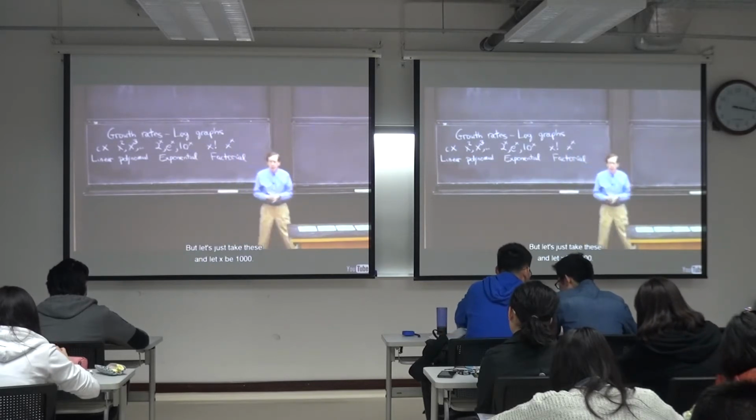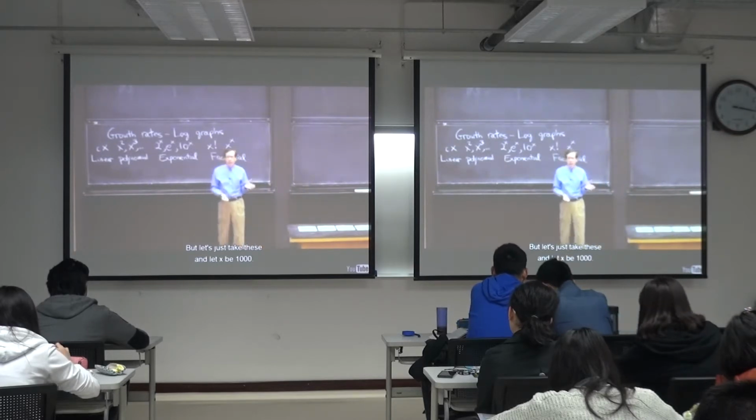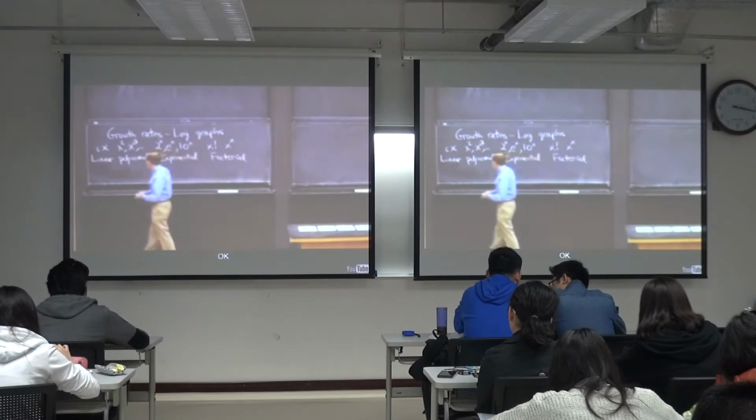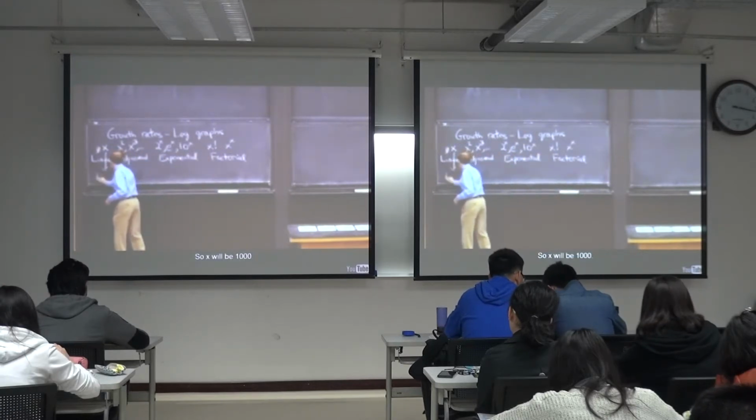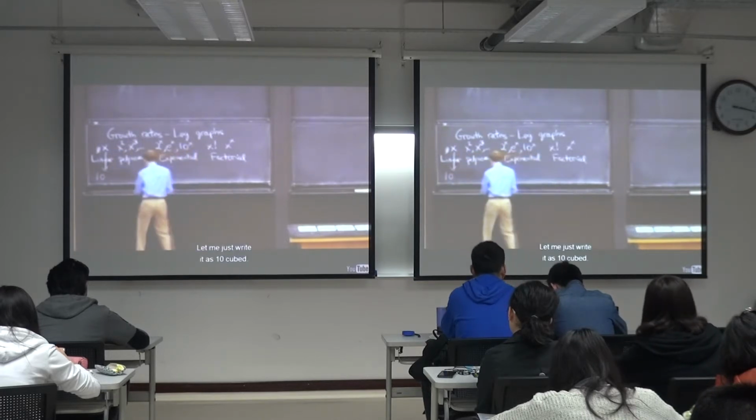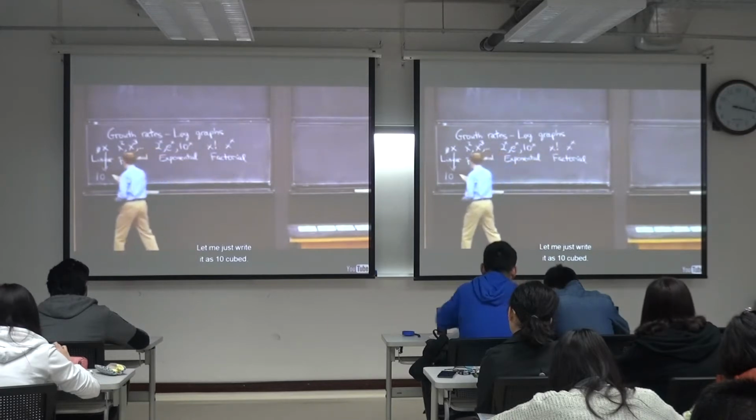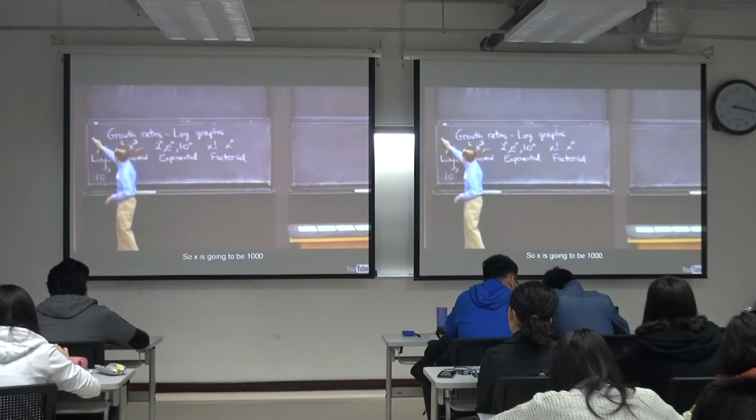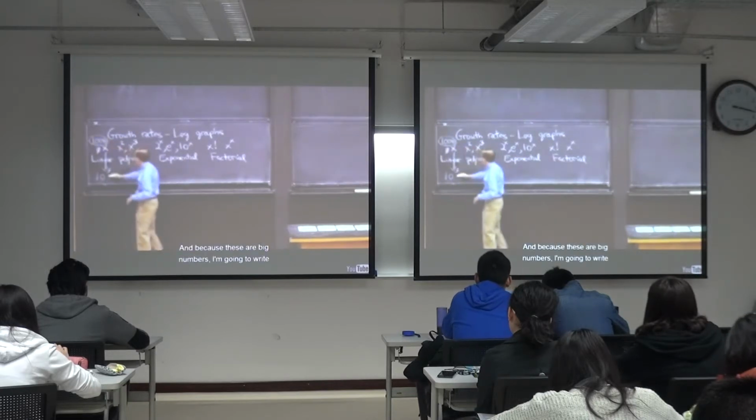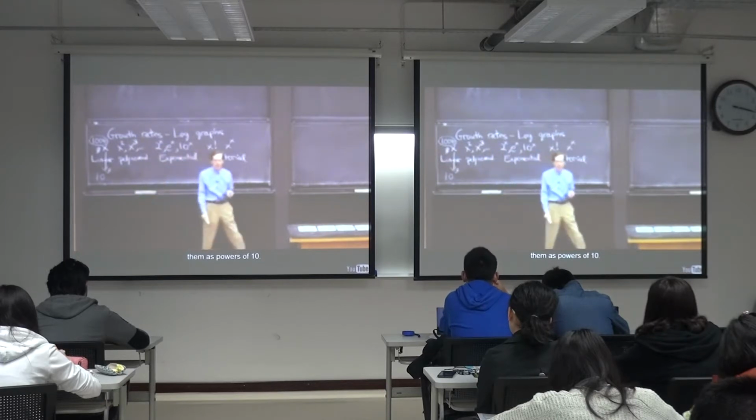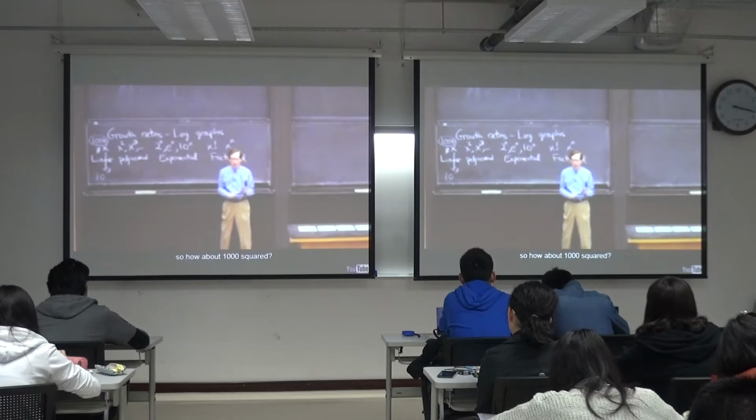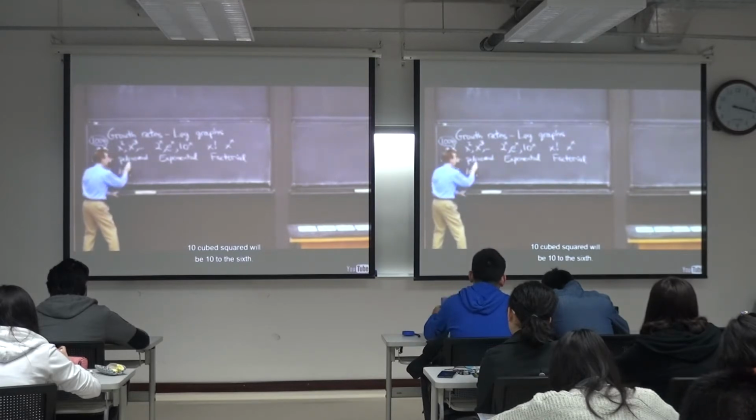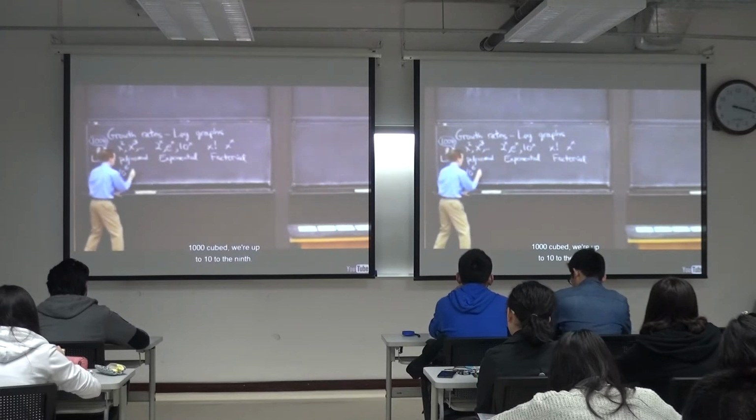But let's just take these, and let x be 1,000, just to have a realistic idea of how these compare when x is 1,000. Okay, so I'm skipping the c, so x will be 1,000, which is 10 cubed. Because these are big numbers, I'm going to write them as powers of 10. So how about 1,000 squared? 10 cubed squared will be 10 to the 6th. 1,000 cubed, we're up to 10 to the 9th.